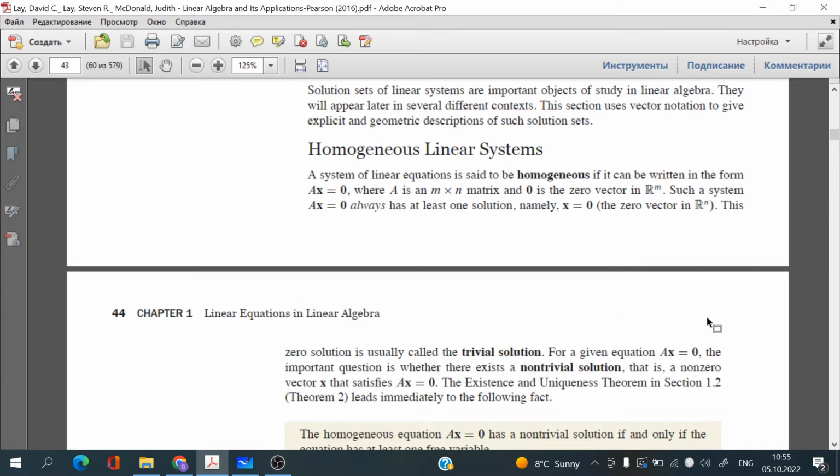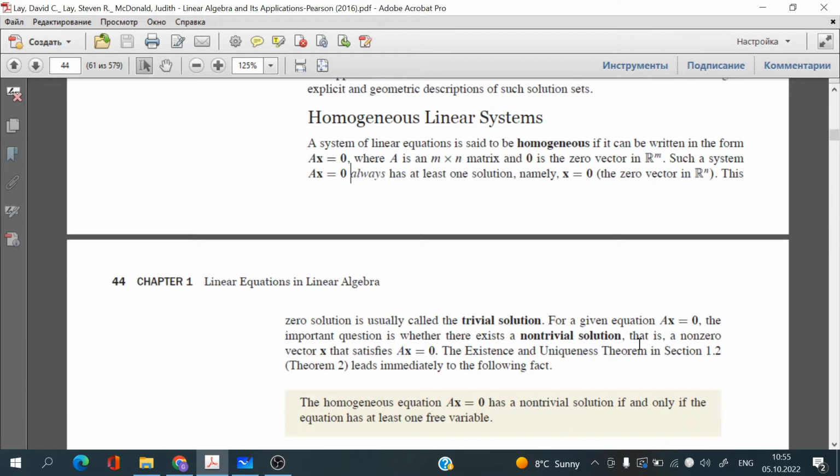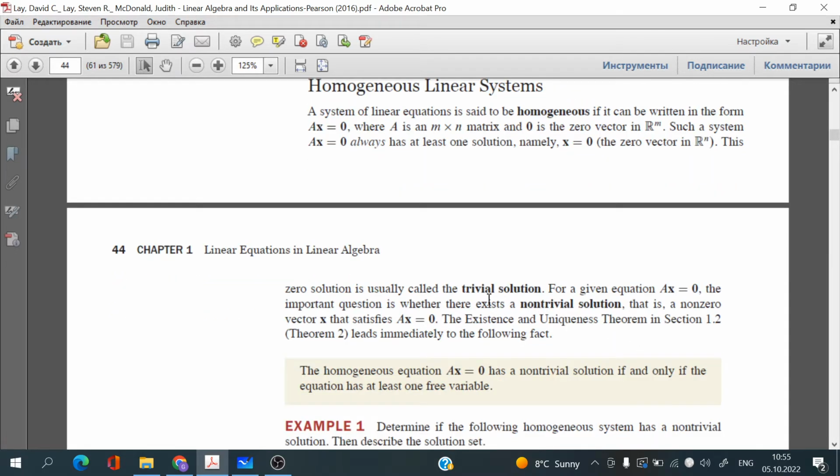Now the question is, is it the only solution? For the equation Ax = 0, the important question is whether there exists a non-trivial solution. What does it mean? It means a non-zero vector x satisfies Ax = 0. So you have to find a solution which differs from x = 0. The difference between trivial and non-trivial solution is in that.